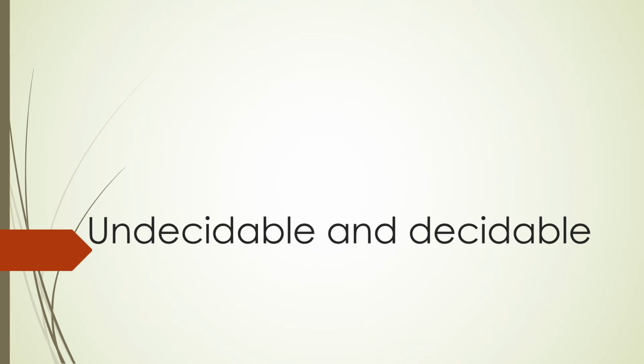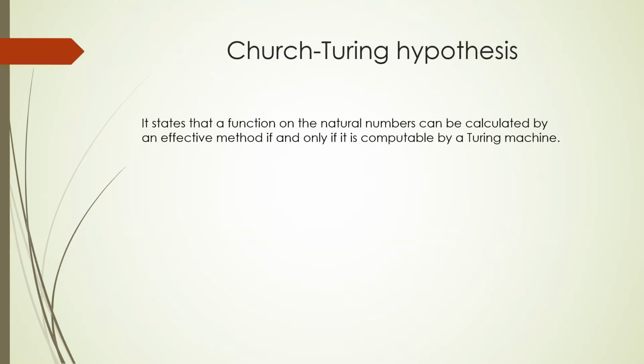Hi, in this video we are going to see about undecidable and decidable language. So before talking about undecidable and decidable language, we'll just recall the Church-Turing hypothesis. The Church-Turing hypothesis states that a function on the natural numbers can be calculated by an effective method if and only if it is computable by a Turing machine.